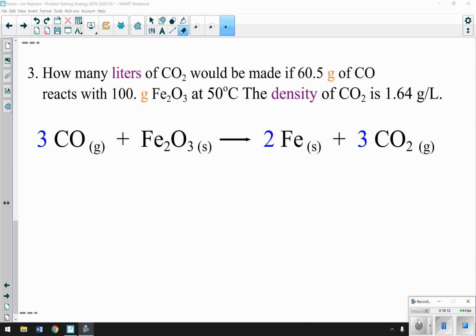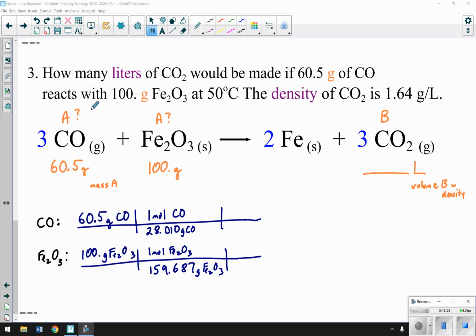All right, let's do one more example. We'll go through this one a little quicker because we've already seen several of these. So I'll do most of the writing out, and then I will just go through my setup. Okay, here's my setup. I have my two A's. I have my B, because I say, how many liters? In this case, I want liters. And so I'm going to want to find volume of B. And because I give you the density, this is going to be volume of B using density. So that would be like a mass of A to mass of B divided by the density.